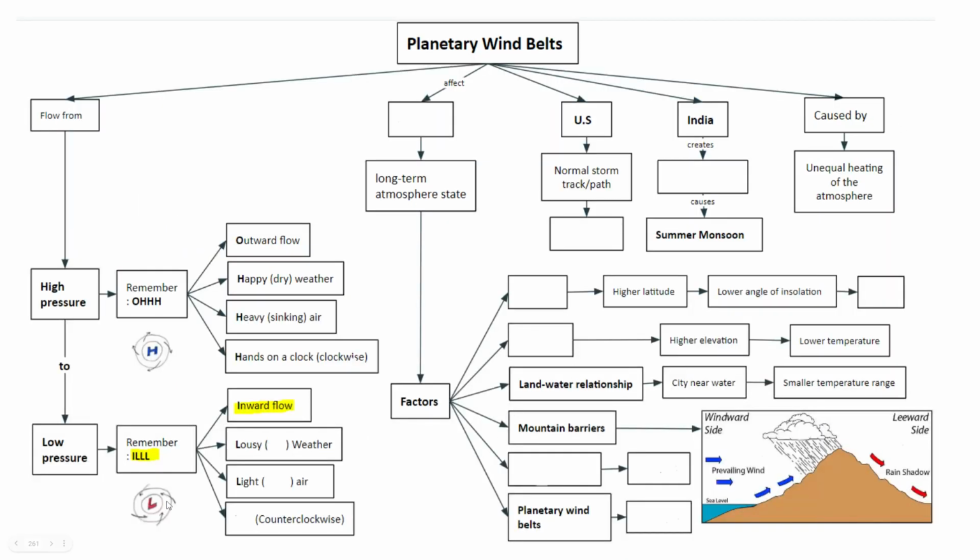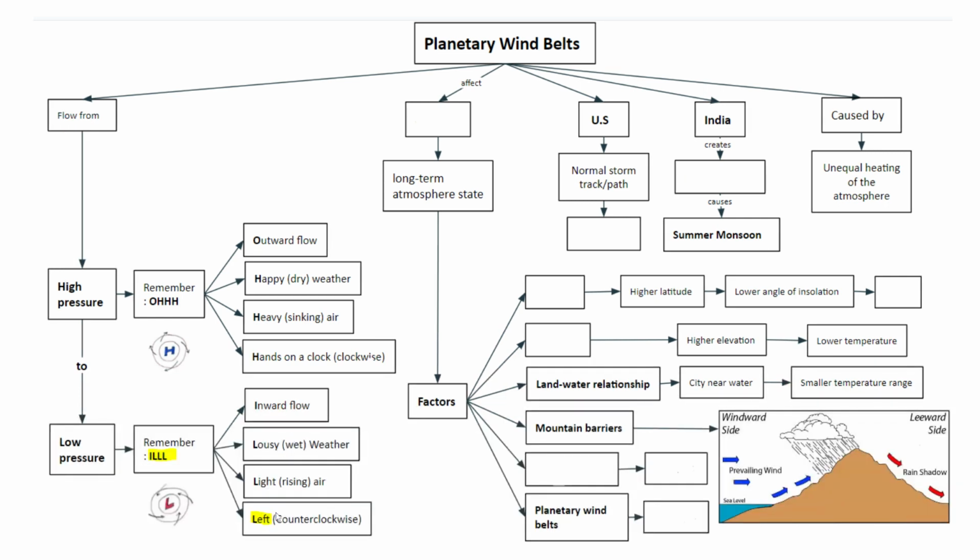And now let's write this down in your notes. Low pressure air, to remember how they move, remember ILL. Low pressure air moves inward flow. Low pressure air has lousy or wet weather. Any sort of storms, hurricanes, anything that relates to precipitation and just bad weather, I guess, is related to low pressure. Low pressure is light air. It's not actually light, it's just for you to remember that low pressure air rises. And finally, low pressure air moves left or counterclockwise against the clock. And these images are here to help you. Okay?